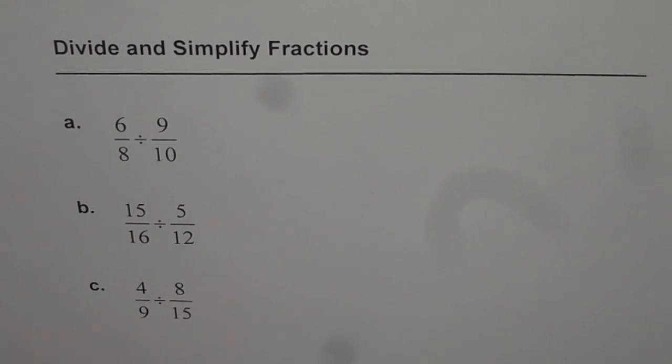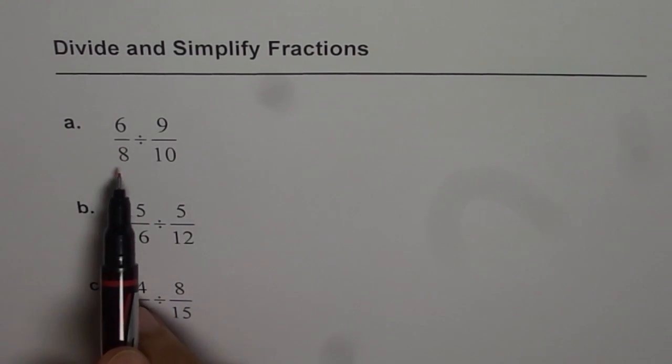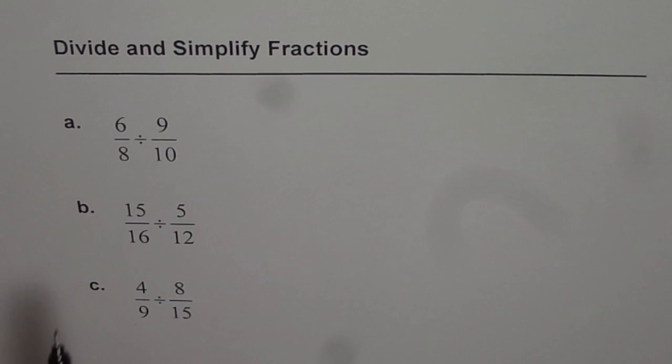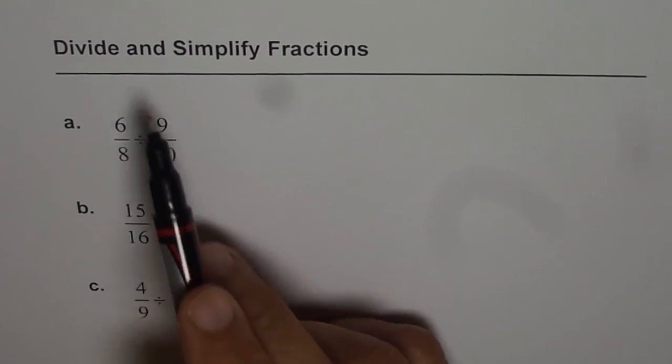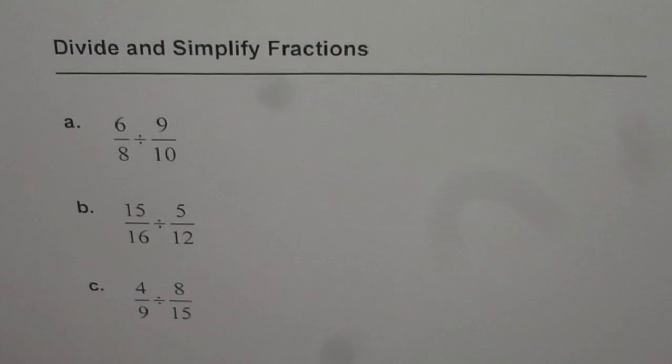We have three simple examples here. 6 over 8 divided by 9 over 10. 15 over 16 is a fraction which is divided by another fraction, 5 over 12. And then we have 4 over 9 divided by 8 over 15. Now the idea here is we need to divide and then simplify fractions.